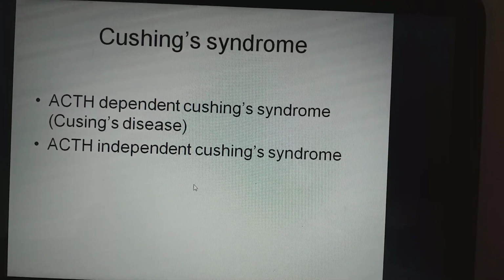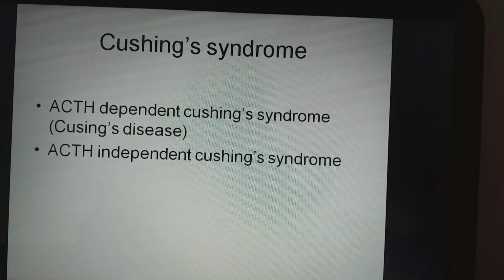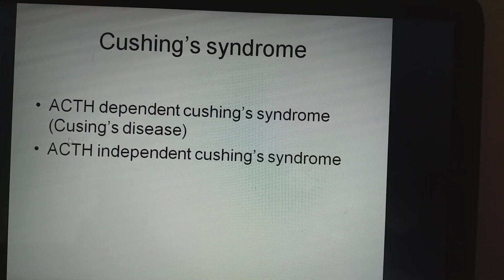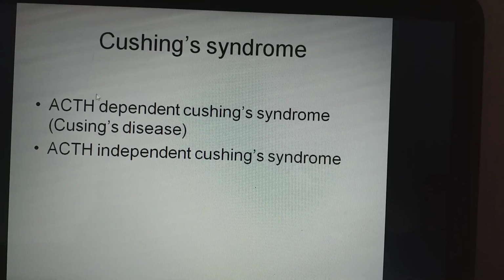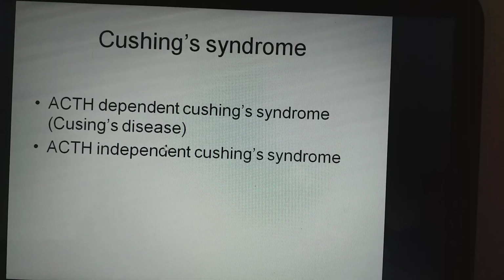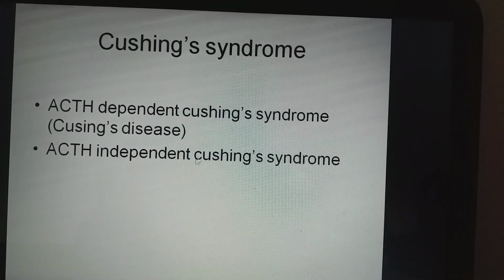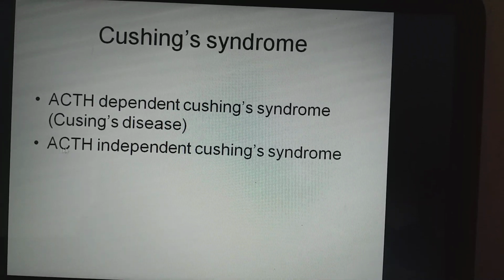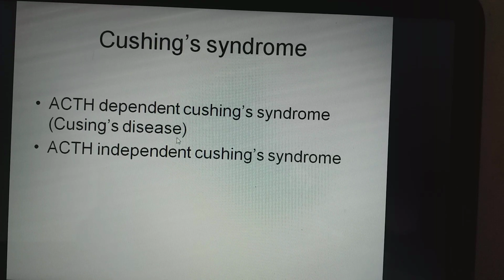And there are two types of Cushing: the ACTH-dependent Cushing syndrome and ACTH-independent Cushing's. So in ACTH-dependent Cushing's, you can see an excess level of cortisol secretion due to the excess level of ACTH secretion. In the ACTH-independent Cushing syndrome, actually the cortisol level is high, but the ACTH level can be normal, right? So read on this.